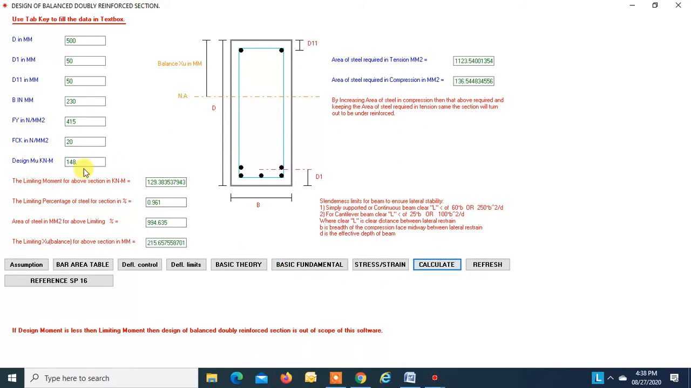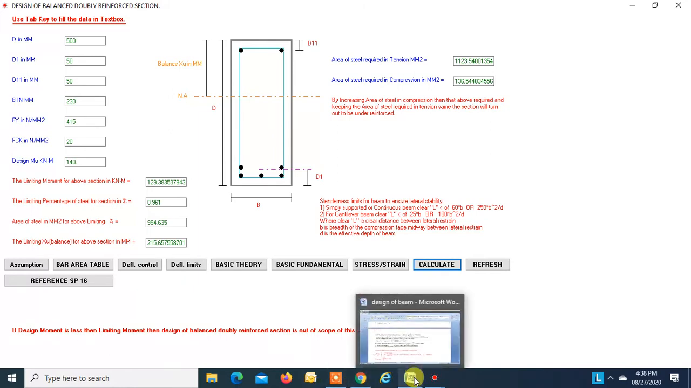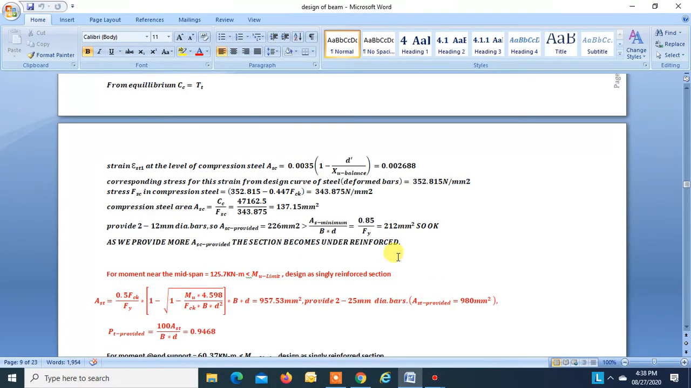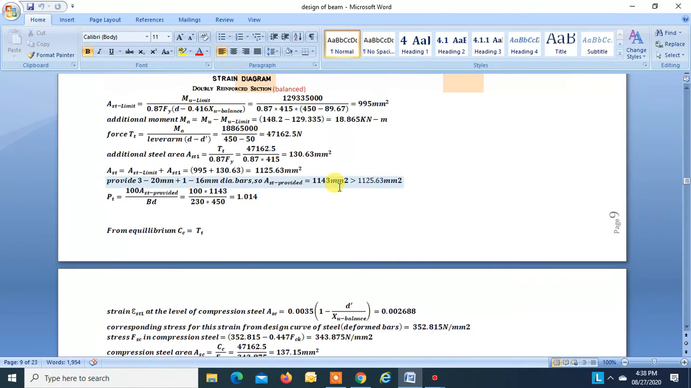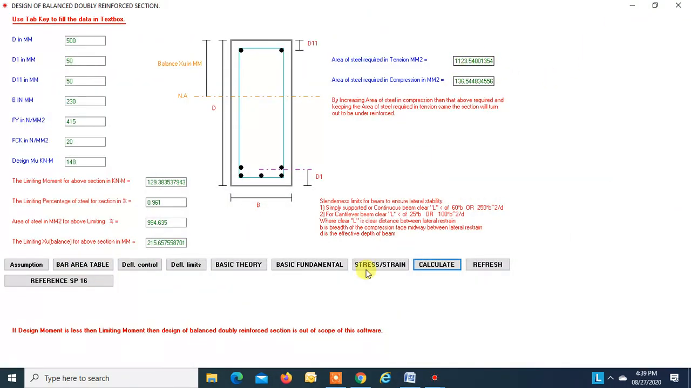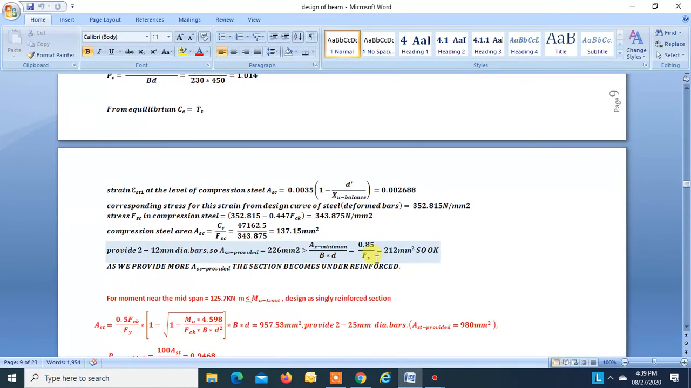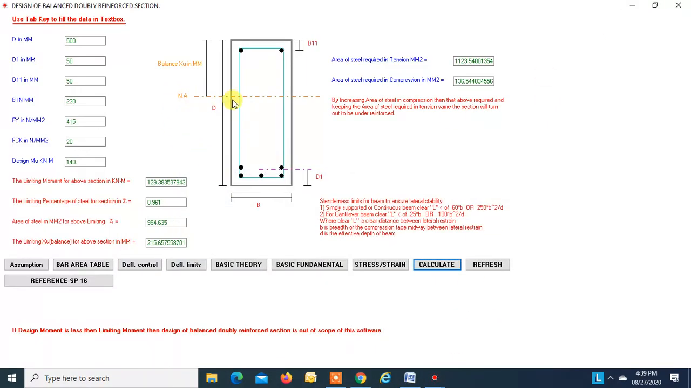So as the design moment is greater than 129, the limiting moment, we are designing this section as a doubly reinforced section. The total Ast over here we get is 1123.5, and Asc we are getting as 136, and here we are getting 137. Right. So now we can see that this is our balanced neutral axis. Now our Asc is 136.